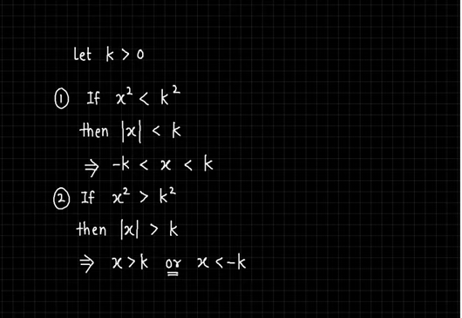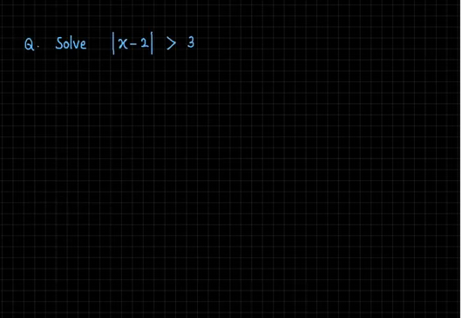Similarly, if x square is greater than k square, then that means mod x has to be greater than k, which means in turn either x is greater than k or x is less than minus k. Alright, so we have to keep that in mind while solving the sums based on inequalities, where we have to take the square root, and hence modulus function comes into picture. Okay, so let us practice solving the sums on modulus.